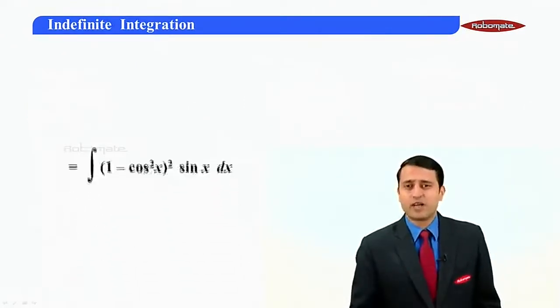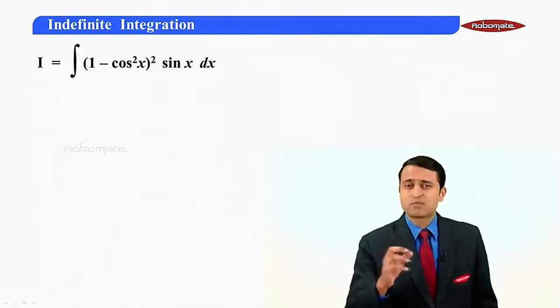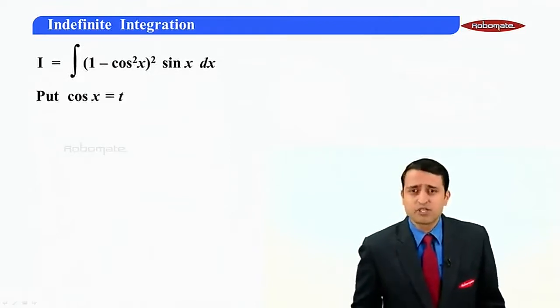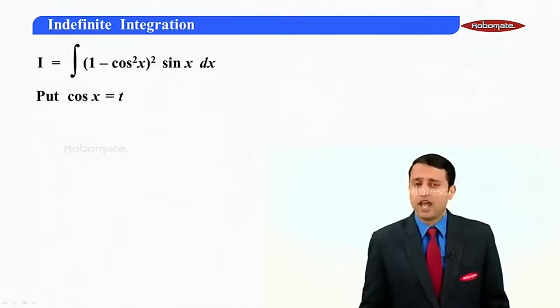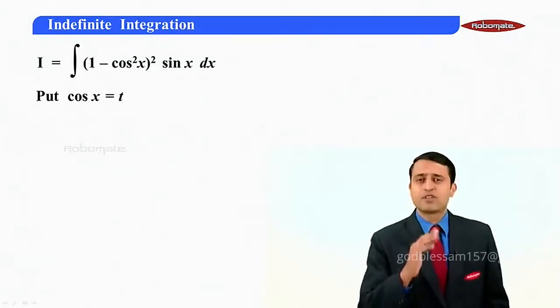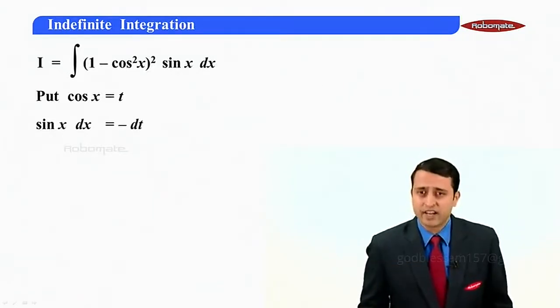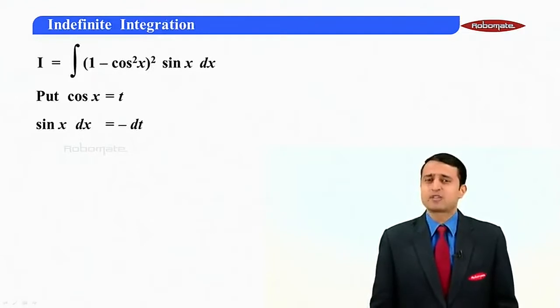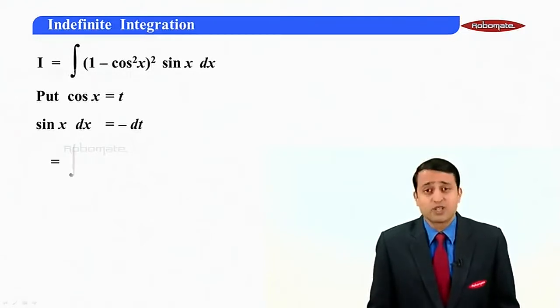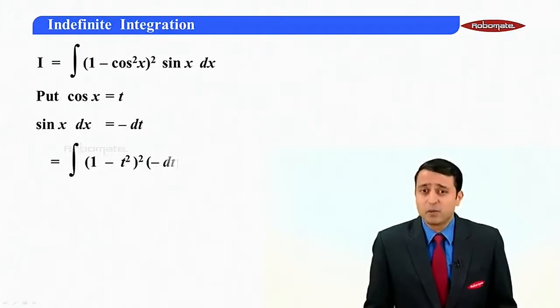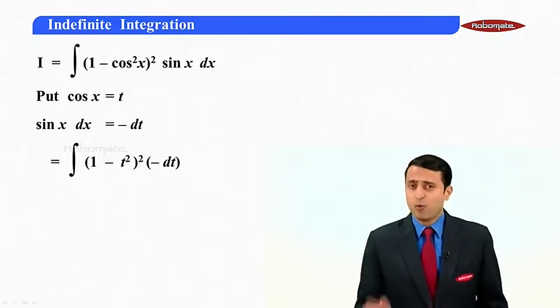So in the next step, I am going to do the substitution. The substitution will be cos x is t, and because we have already made provision for sine x, we can differentiate and write sine x dx is minus of dt, correct? So the integral will look like 1 minus t square the whole square into minus of dt.